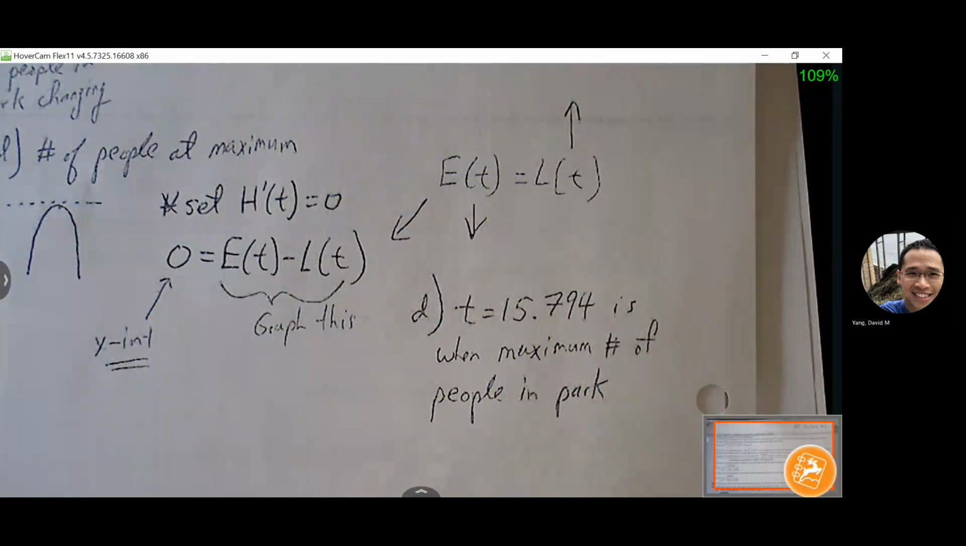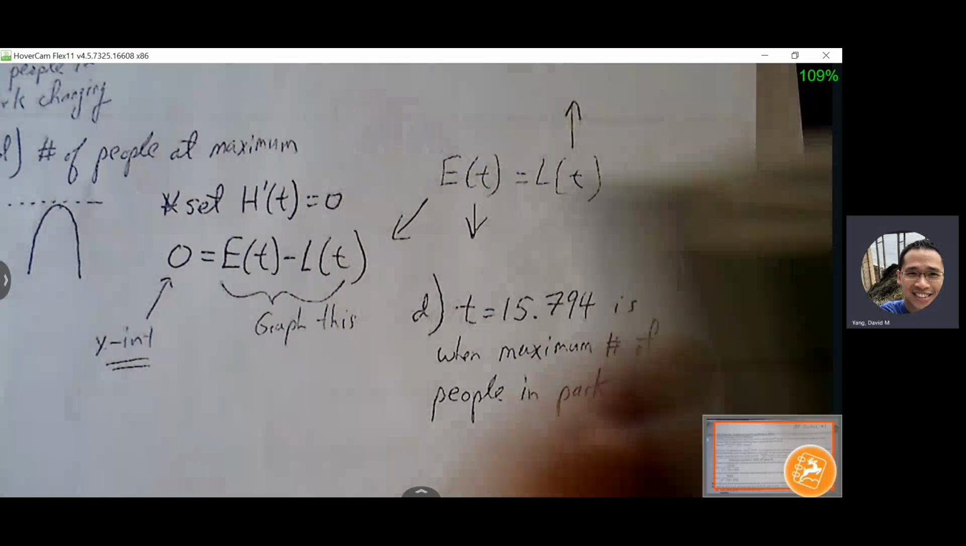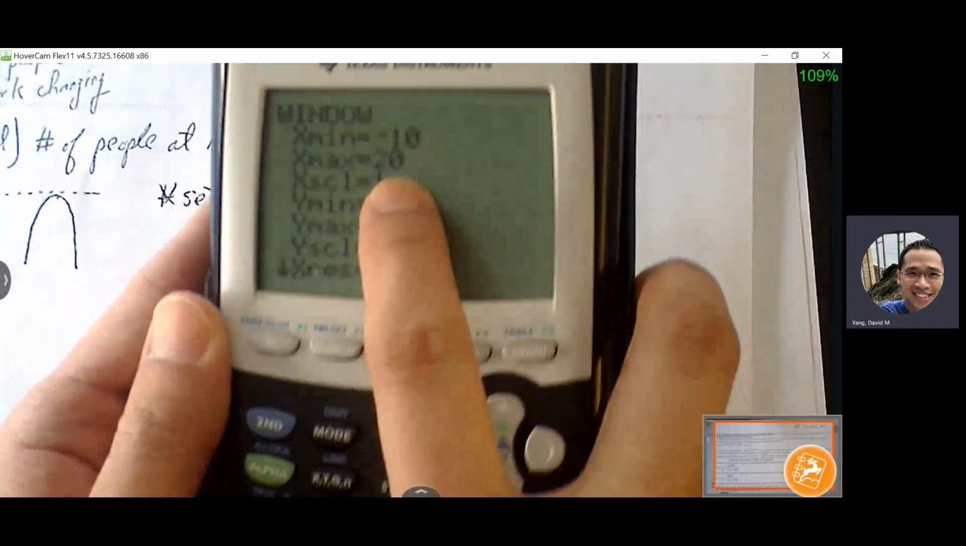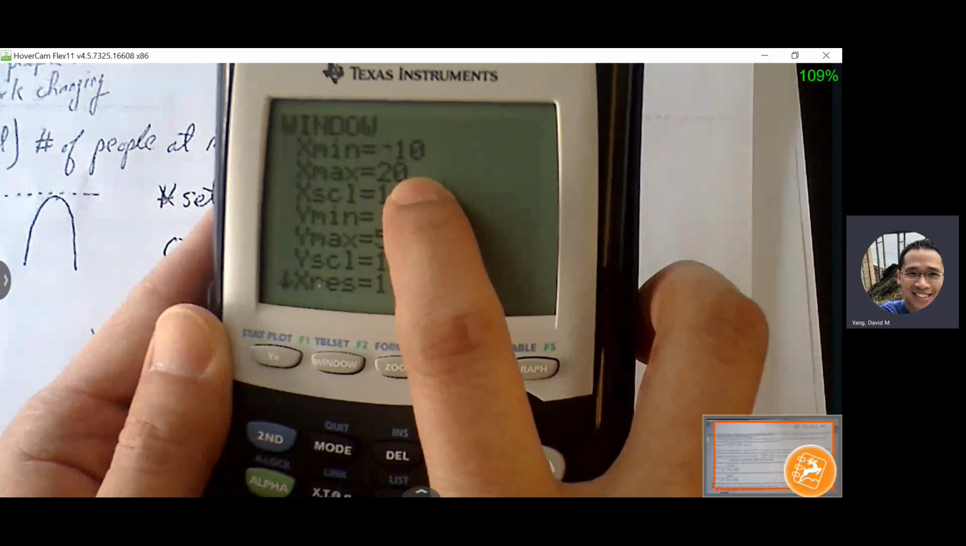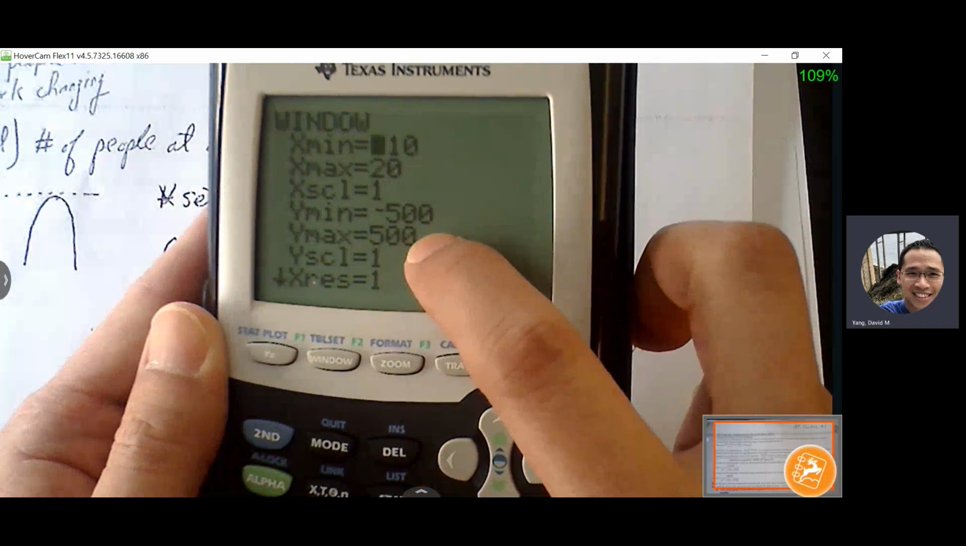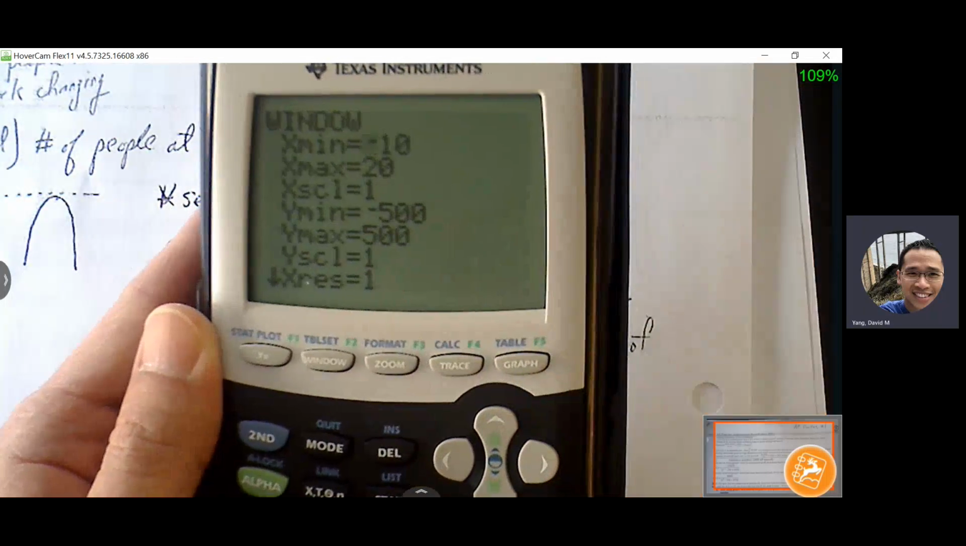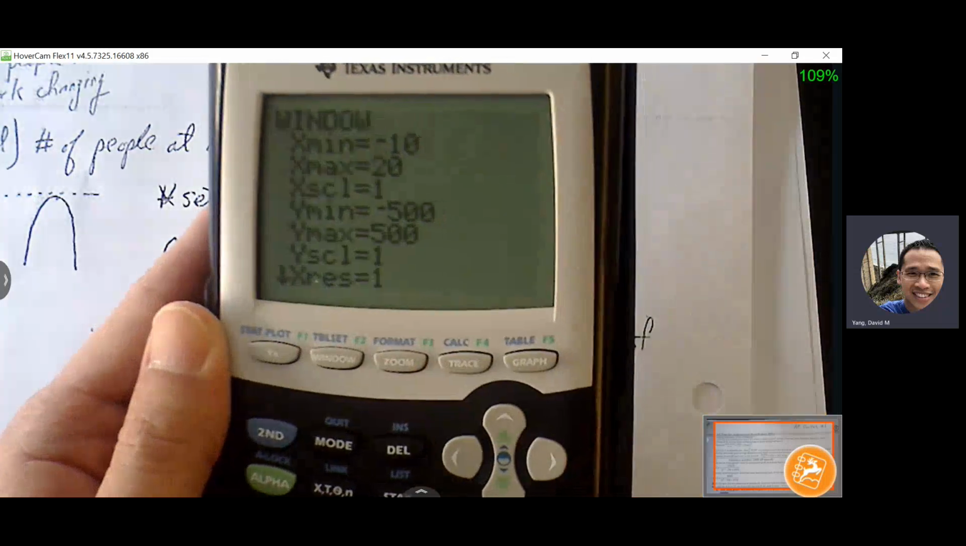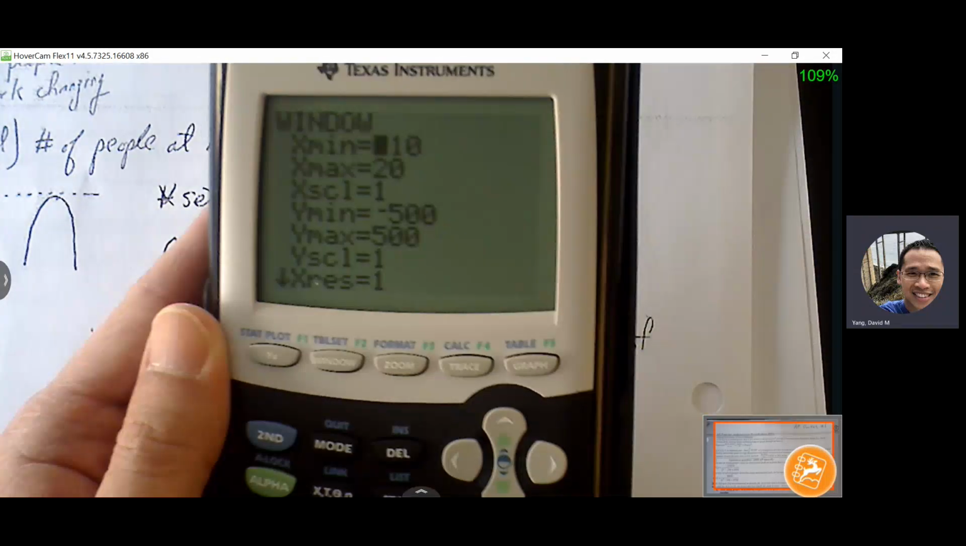So I went to Window and extended out the x min, x max, and I made the y min, y max negative 500 to 500 because we're dealing with the thousands. So we're not going to see any curve in the graph unless we zoom out on the y-axis.